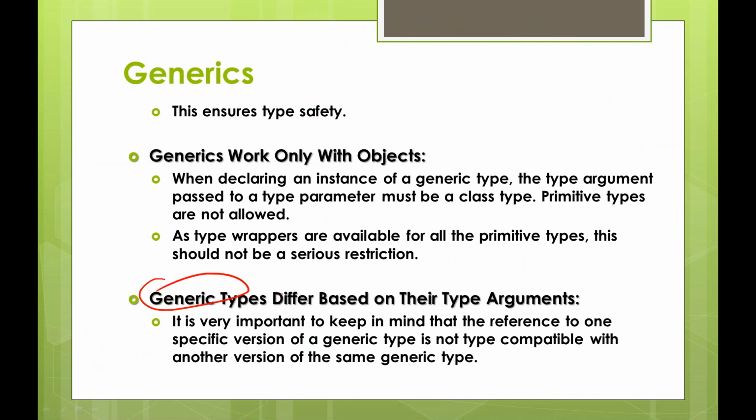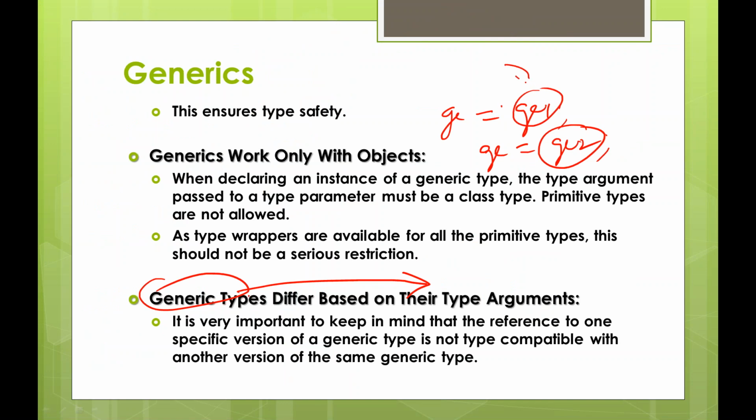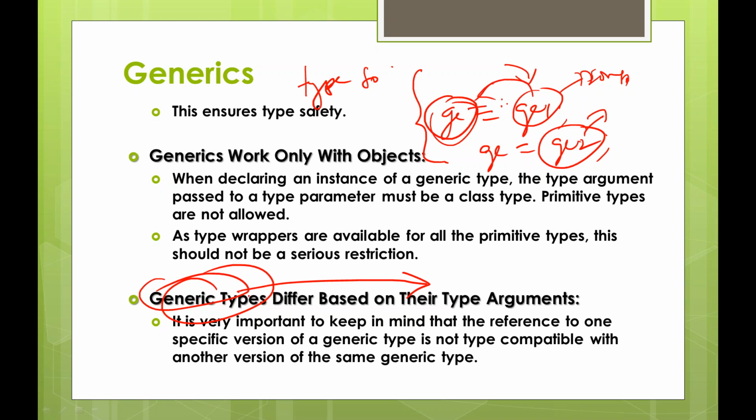This is what that meant. Generic types differ based on the type arguments. That is what we just discussed. This is an Integer; we cannot assign GC1, which is a Double. I'm referring to the previous program. So this is String and this is Double. These are all not valid. Generic types differ, so they are not type compatible, and you cannot assign one reference to another reference.